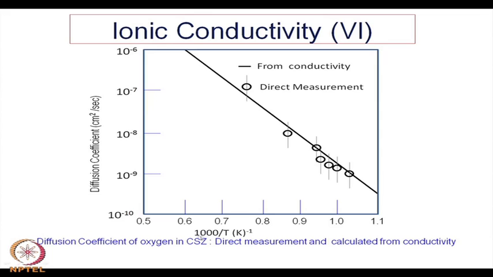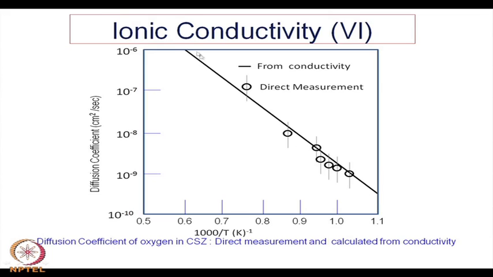So, CSZ, calcium stabilized zirconia, is a good oxygen ion conductor, and here what has been plotted is the diffusion coefficient measured by two different techniques. One is direct, maybe a tracer diffusion coefficient measurement, where the conductivity is not coming into the picture, and in another way, from conductivity measurement, one can also determine the diffusivity using the Nernst-Einstein relationship.